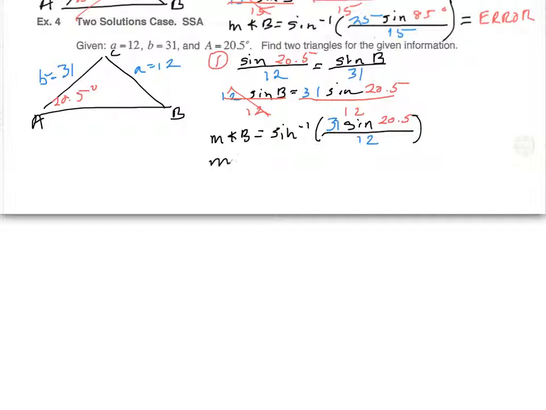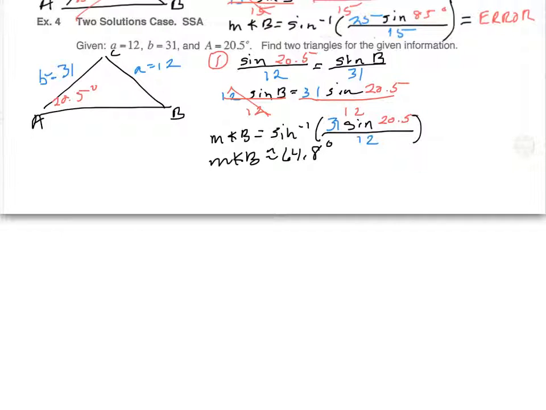And so the measure of angle B is approximately equal to, so you're going to hit inverse sine, so second sine, then 31 times the sine, regular sine, of 20.5. Make sure you close the parentheses at the end of 20.5, divided by 12 and close the overall parentheses. What'd you get? 64, round correctly, 64.8 degrees.